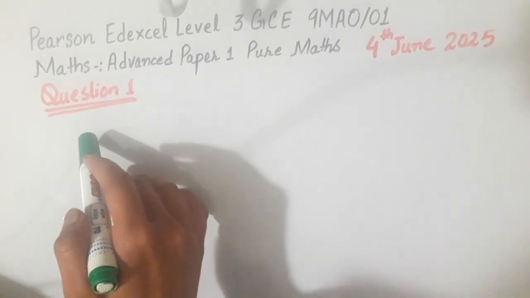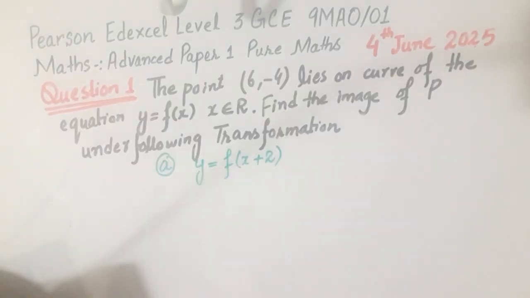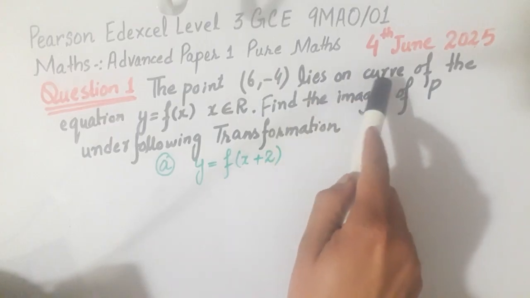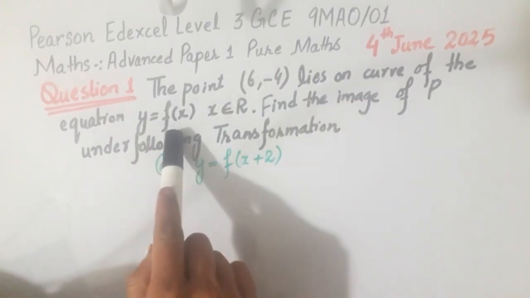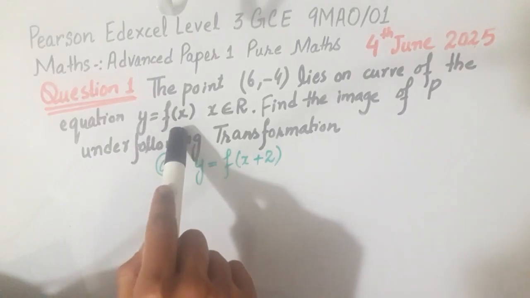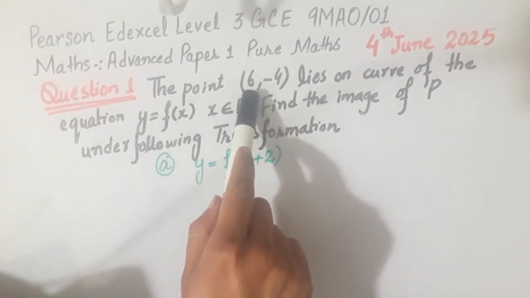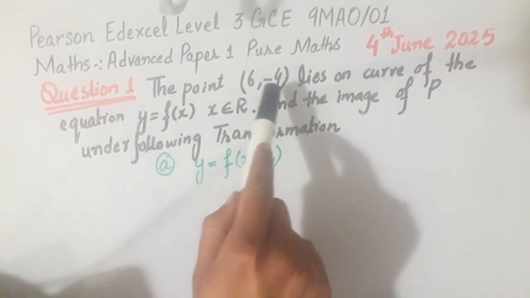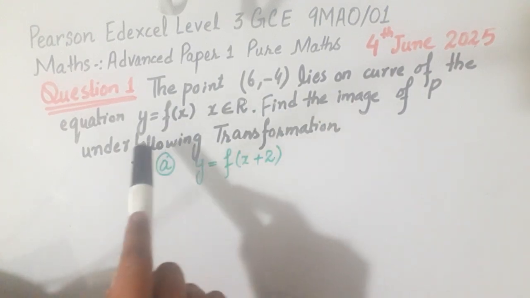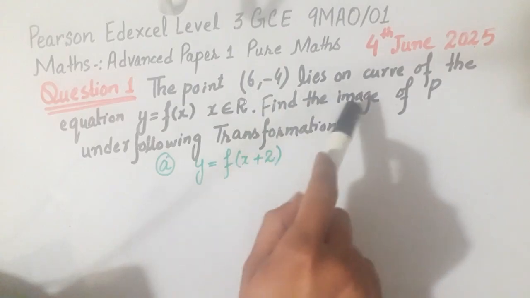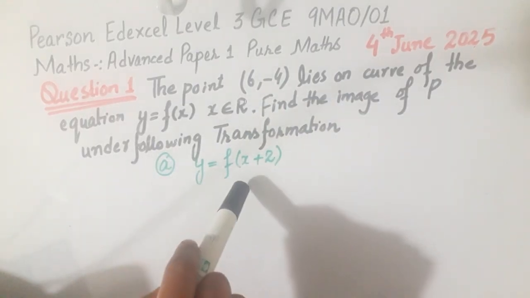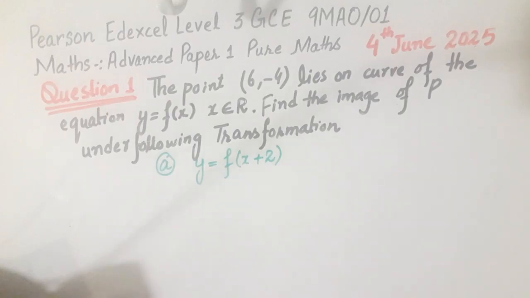So we will start from question number 1. Now here the question number 1 is: the point P, 6 and minus 4, lies on a curve with equation y equals f of x. There is a curve y equals f of x, and the point P has x-axis value 6 and y-axis value minus 4 and lies on this curve. Find the image of P under the following transformation: y equals f of x plus 2.